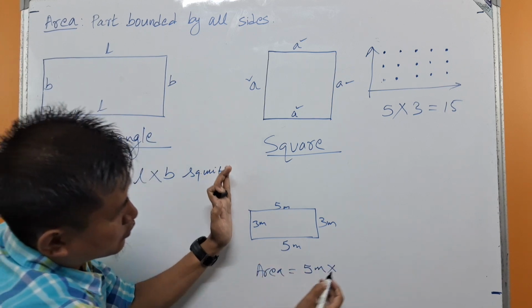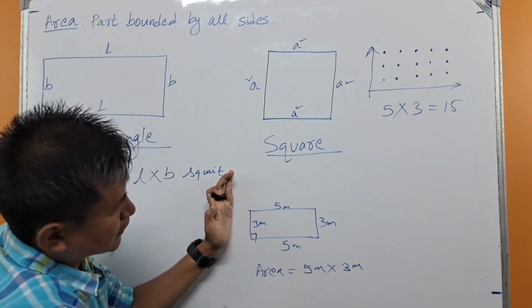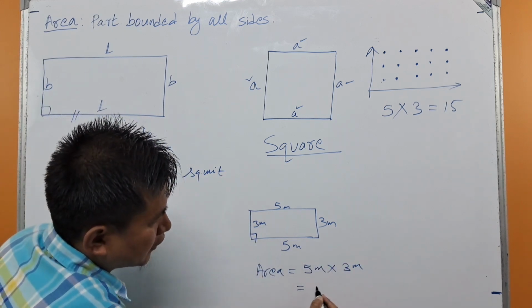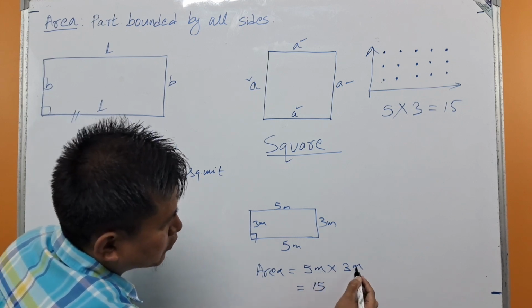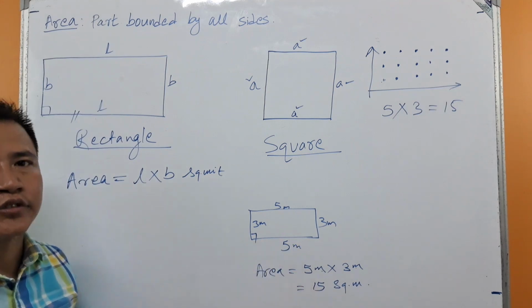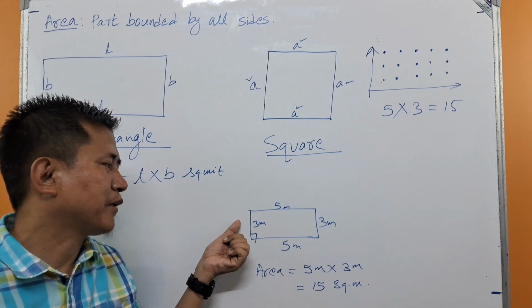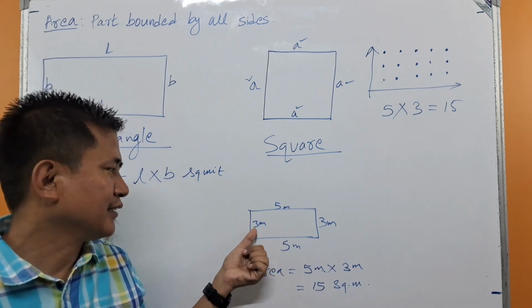Okay, so this is 3 meter. We multiply the adjacent sides containing 90 degree. So 5 threes are 15, isn't it? Meter into meter is square meter, 15 square meter. So how do we find the area of a rectangle? We simply multiply the adjacent sides containing 90 degree.